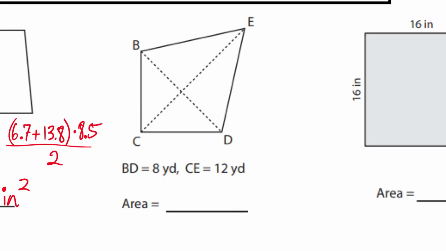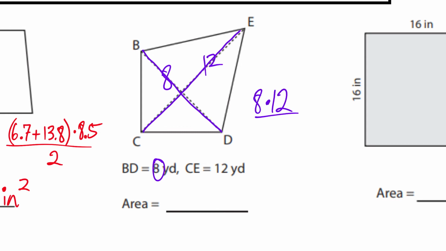Okay, next one is a kite. So on this kite, BD, it says right here is 8, and CE, this other diagonal, is 12. So we just go diagonal 1 times diagonal 2 divided by 2. 48 square yards.